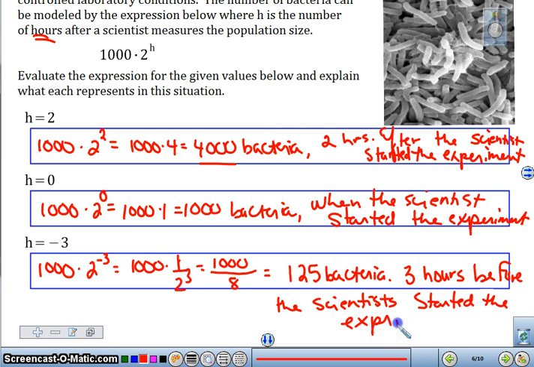So you're going to be asked in your homework to explain what they mean too. So make sure you show all this work for how you got the answer for 125.